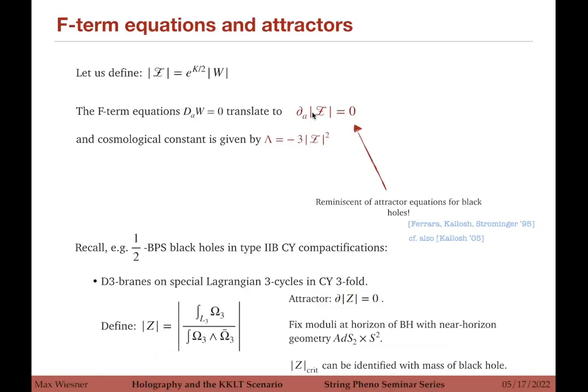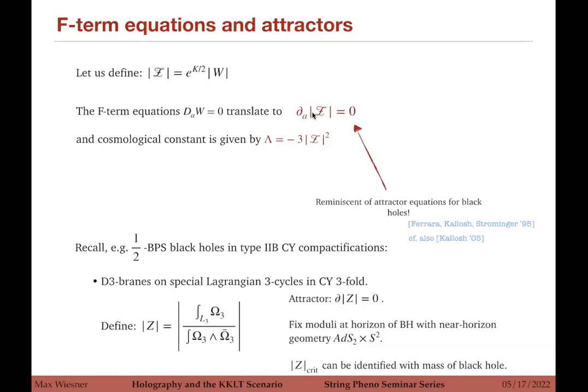of the black hole, and the moduli at the horizon of the black hole, with near horizon geometry AdS2 times S2, are precisely fixed to this attractor value of this black hole. And then we can identify this critical value of Z with the mass of the black hole, and we can calculate the entropy. And we can do the Strominger-Vafa computation for this attractor BPS black hole.